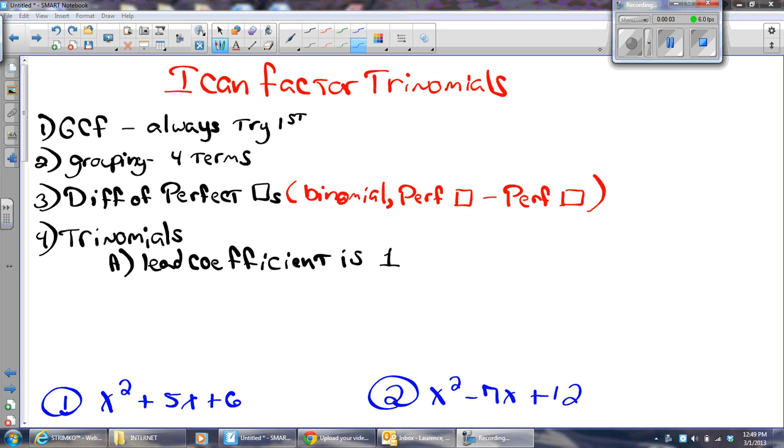Hello, algebra students. Mr. Lawrence here, and after today's lesson, you're going to be able to say I can factor trinomials, at least some of the trinomials. You won't be able to do them all yet, but we're going to get there. Now, let's review really quick.